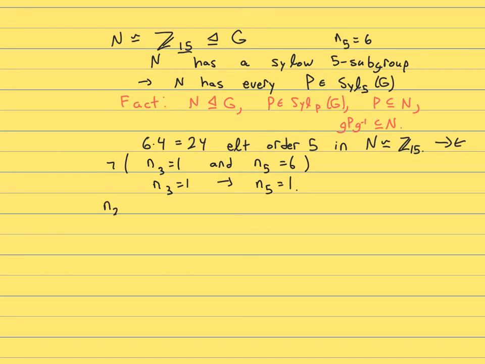All right, now let's look at n2. What are the options for n2? Well, it's going to have to divide 15, and it has to be an odd number. So we see the options are 1, 3, 5, or 15. Again, what happens at 1? So here we're assuming n5 is 6, but n2 is 1. That means that we have a normal subgroup of order 4.